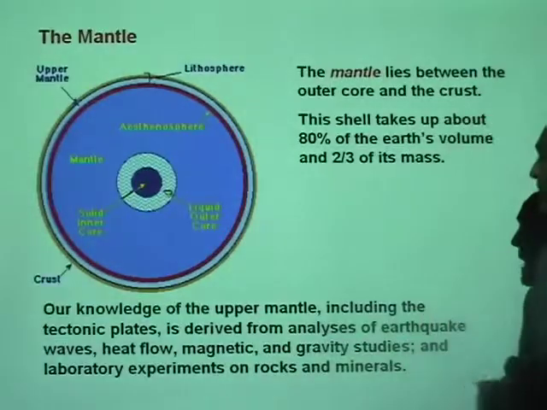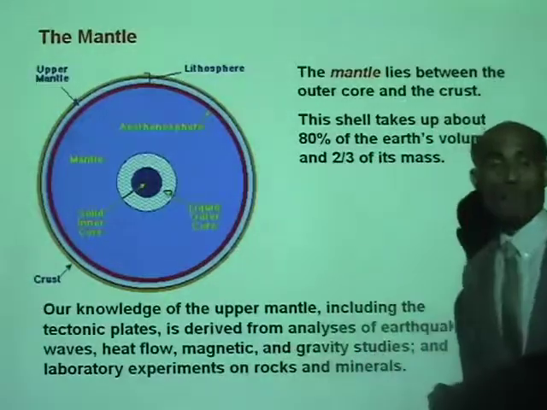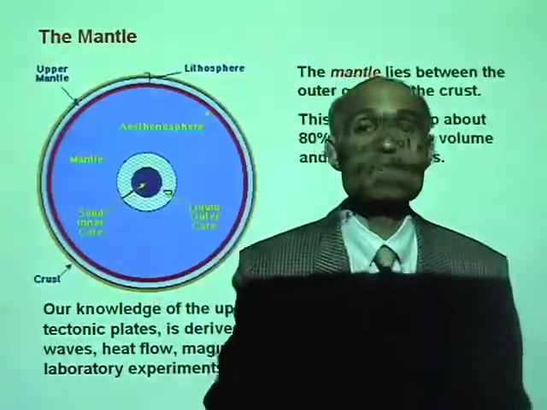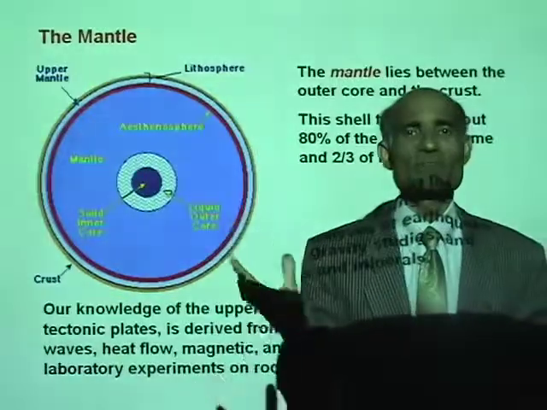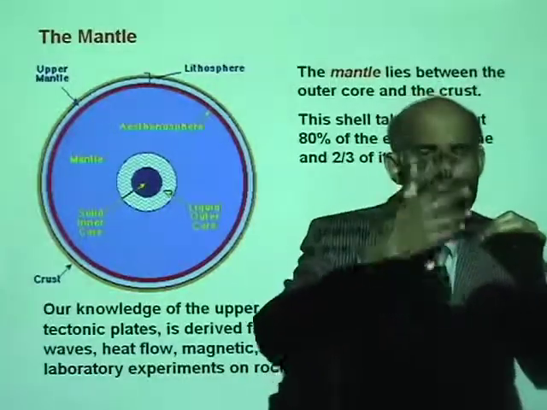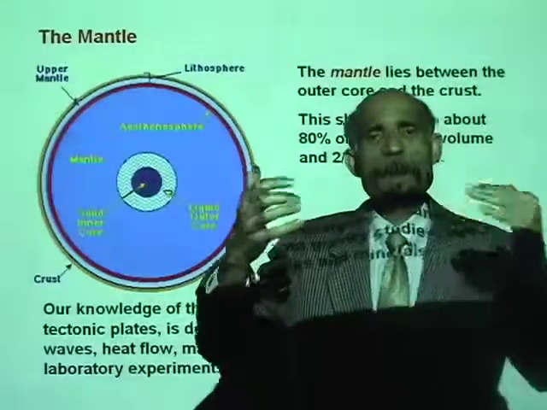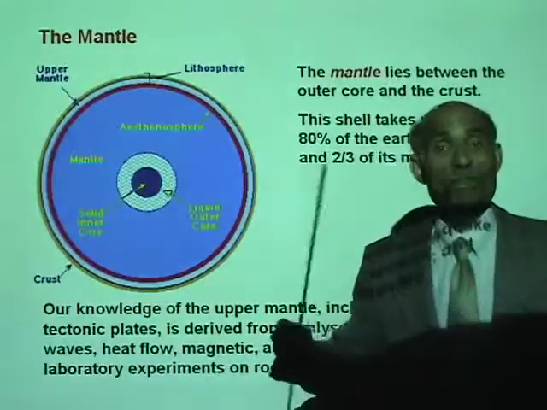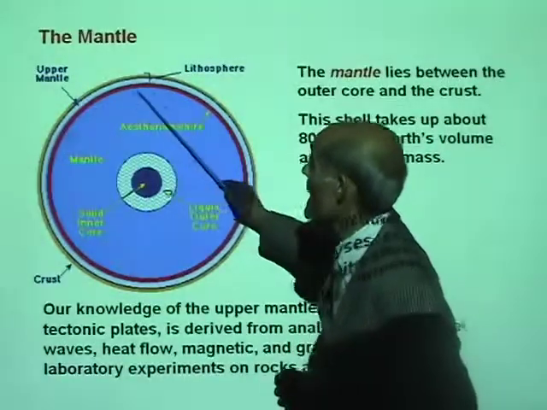Now, we will be talking mostly about the upper mantle here. Our knowledge of the upper mantle, including the tectonic plates. Now, that's an important term that we must be talking about as we go on. Tectonic plates is actually the crust of the earth. You see, the crust of the earth is made of rocks. And the crust is actually broken in several places. And the crust is actually an arrangement of these broken pieces, like the puzzle pieces that we assemble. And these are the tectonic plates. And these tectonic plates are actually sitting on the upper mantle.